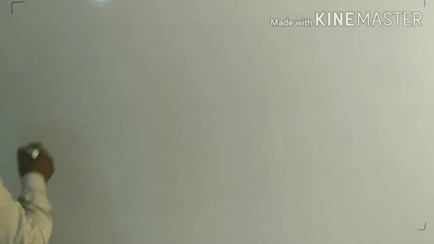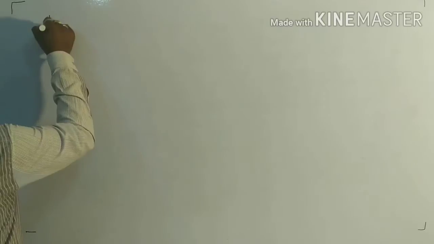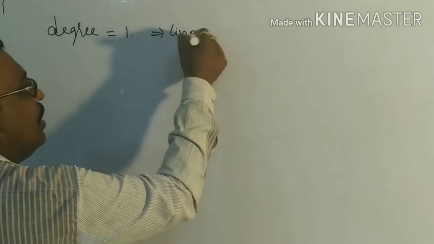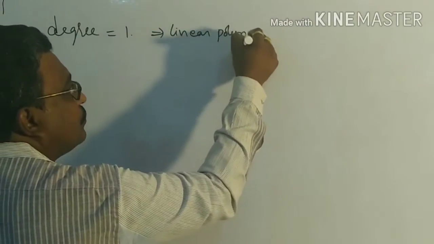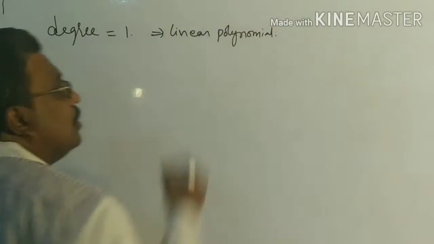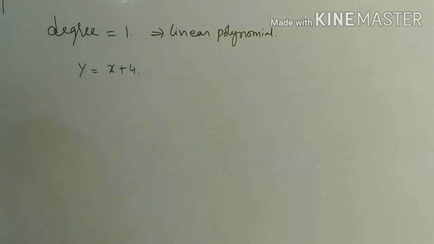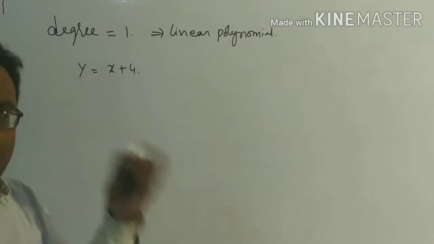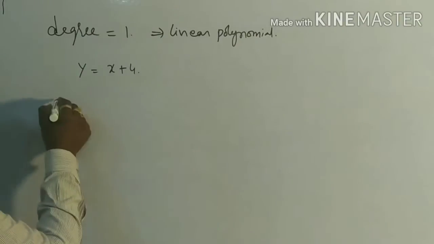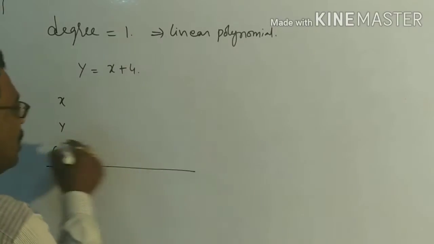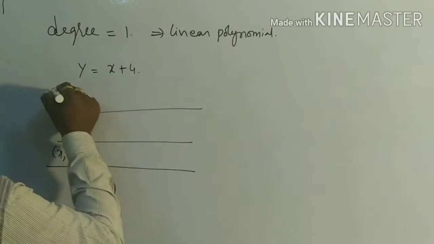Now, first we will discuss the linear polynomial, because the degree is 1. If the degree is 1, then it is called a linear polynomial. Some example: y is equal to x plus 4. Anything you can write with x power something. Now, if I take the x and y values separately, I told you, graph of the polynomial.